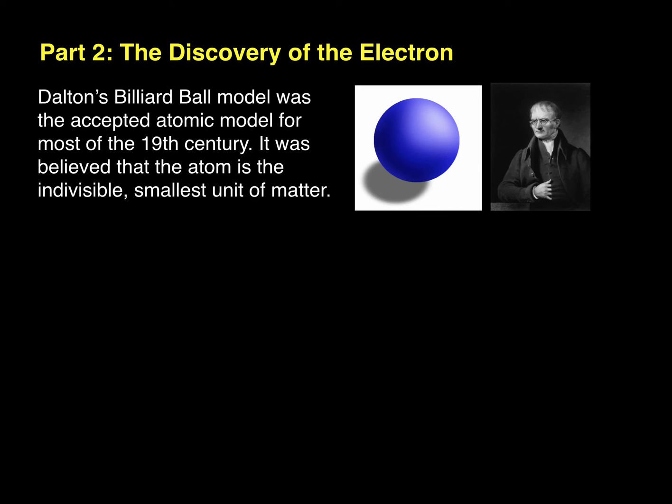Now that we've summarized the historical models of the atom, we're going to look in detail at several of the major discoveries in atomic physics that led to some of these models. We'll start with the discovery of the electron. Dalton's billiard ball model was the accepted atomic model for most of the 19th century. It was believed that the atom is the indivisible smallest unit of matter.